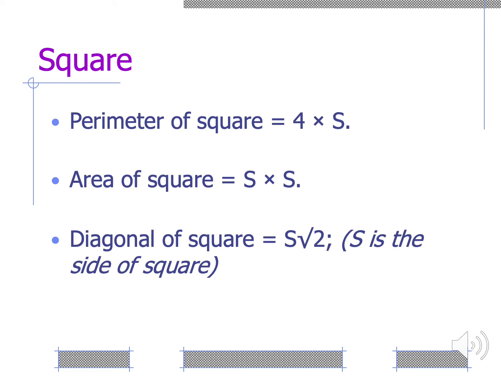Now let us have the square. The perimeter of the square is 4s. That's the shortcut of continuous additions, side plus side plus side plus side, or 4s. If you want to find the area, that is simply the square of the sides, or s times s. And the diagonal of the square is the measure of the side times the square root of 2.